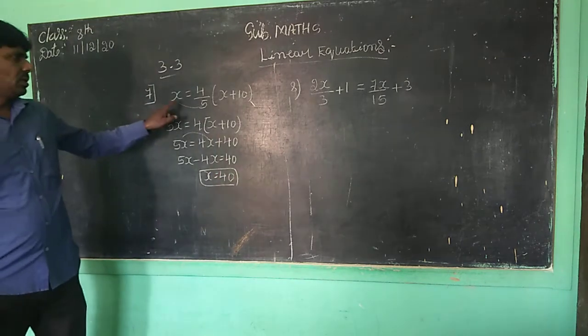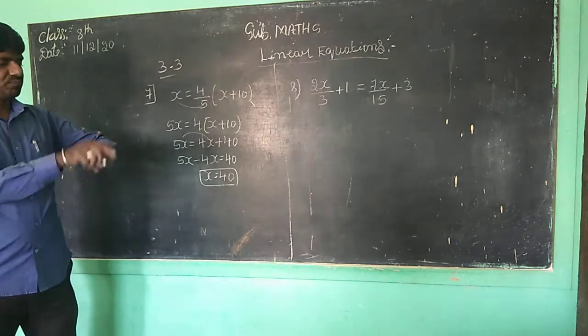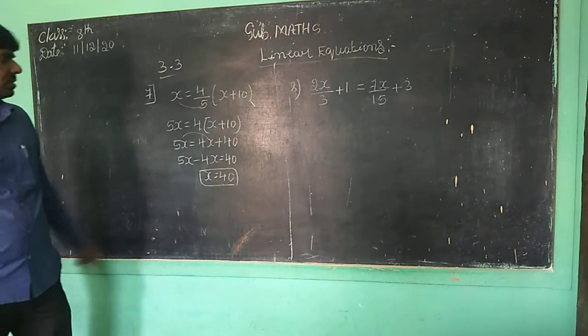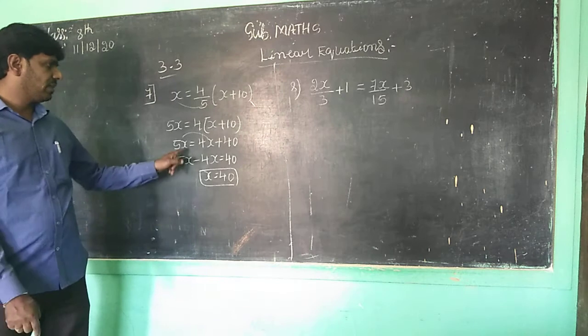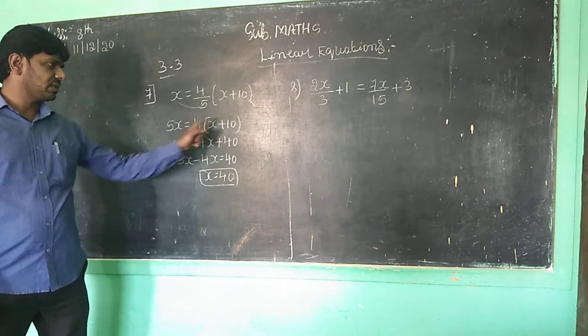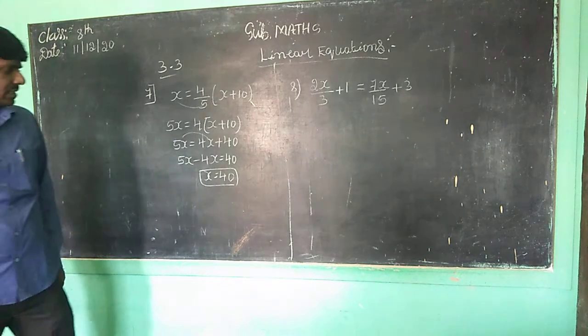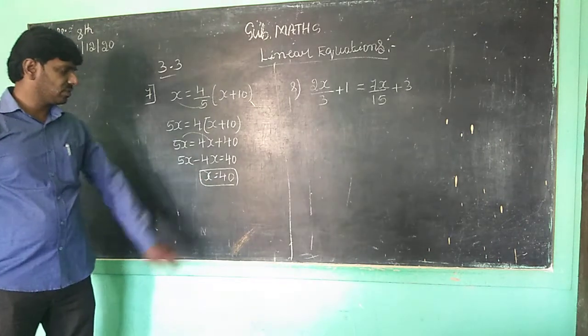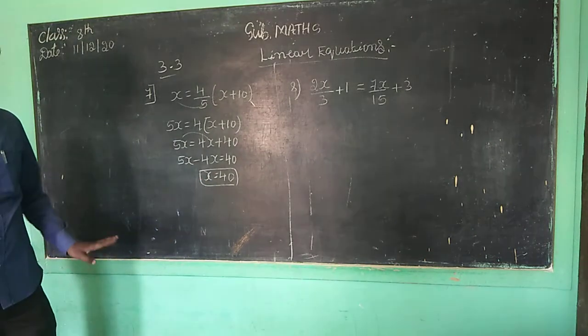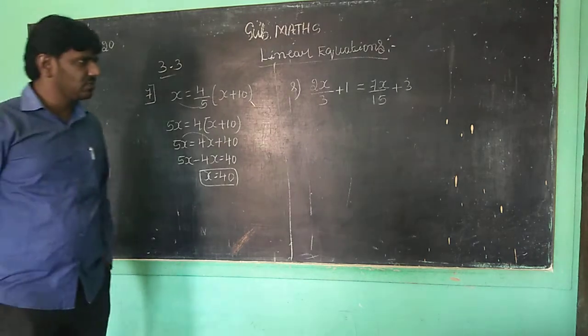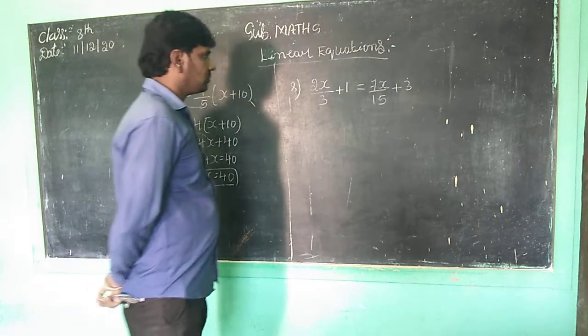So, we cross multiply. X into 5 is 5x. 4 of x plus 10. 5x. 4 into x is 4x plus 4 tens are 40. 5x. This 4x will come into left hand side. Minus 4x is equal to 40. 5x minus 4x is equal to x is equal to 40. Clear, children?